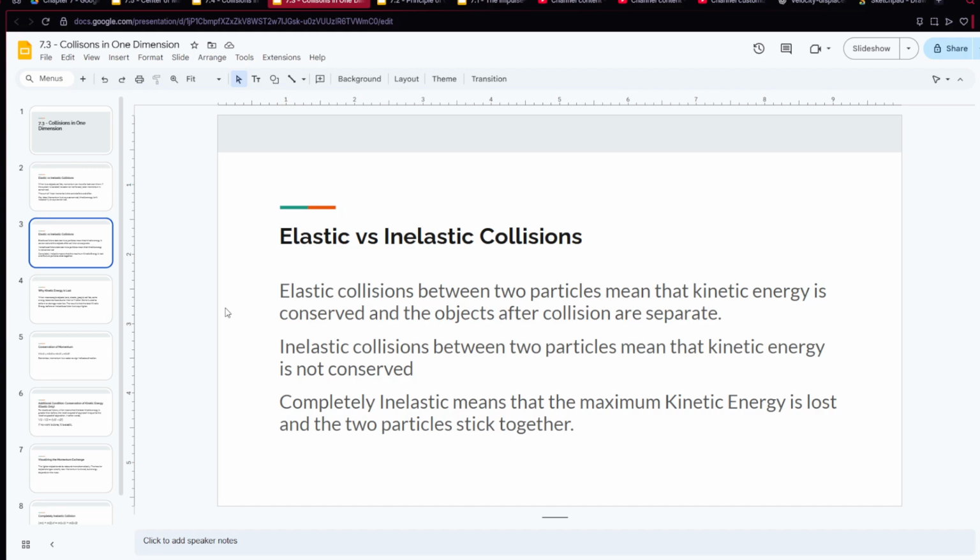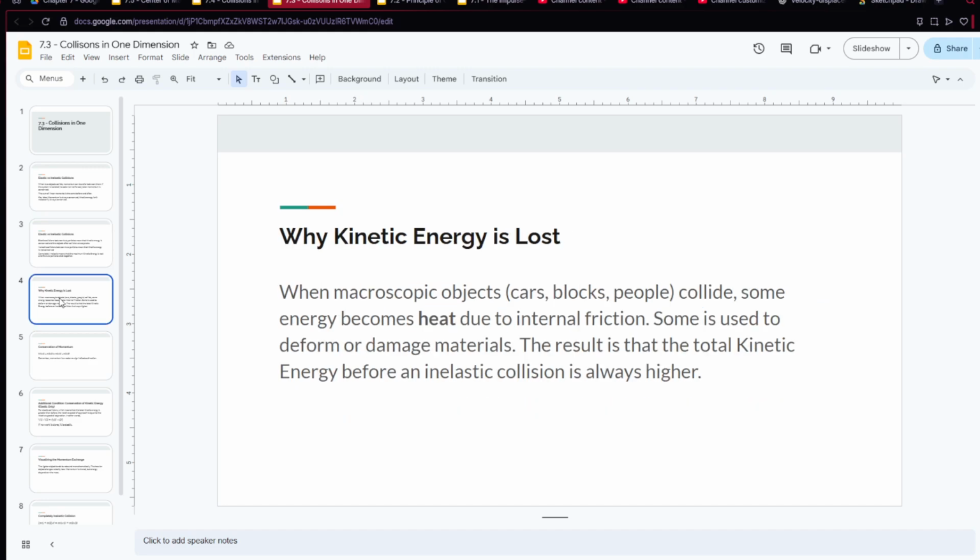Elastic collisions mean that kinetic energy is conserved. In all three cases, momentum is always conserved because we assume that no impulse is applied. Remember, impulse is just force times time. Inelastic means that kinetic energy is not conserved. Completely inelastic means that the greatest kinetic energy is lost and the two particles stick together.